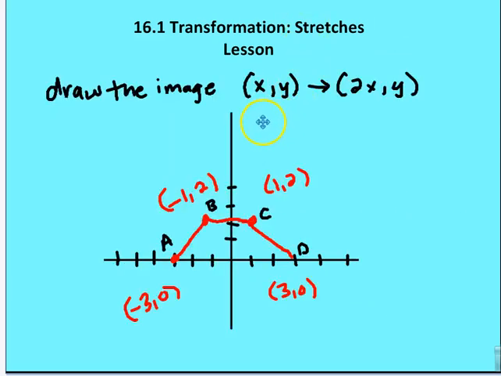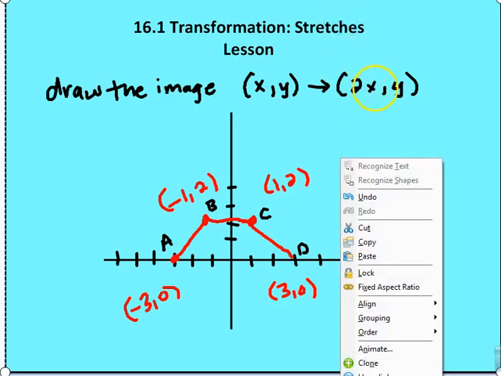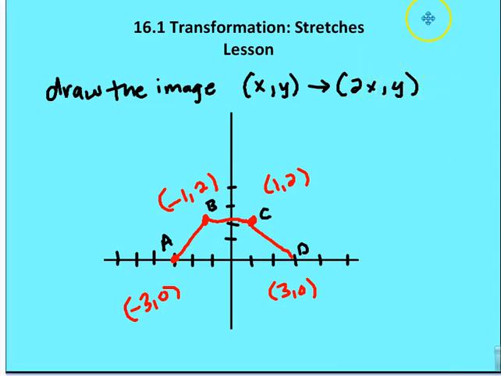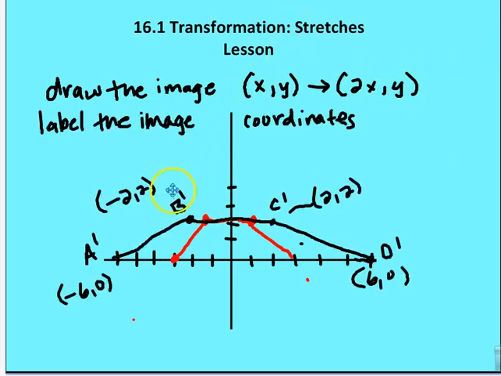All right, so we're going to take an image here: -3, 0. So it's a trapezoid, -1, 2, 1, 2, and 3, 0. And we're going to stretch the trapezoid by a scale factor of 2. So we're going to stretch it horizontally. So the values for x will be multiplied by 2, and the values for y are going to stay the same. All right, so this is what ends up happening as we stretch the values horizontally. See, the vertical values stay the same, the y values stay the same, the x values are going to change.